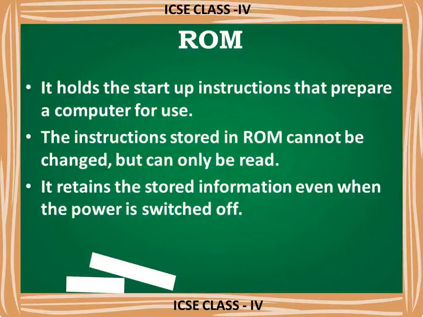The instructions stored in ROM cannot be changed but can only be read. So this is a very important point. You cannot change anything, you cannot modify, you cannot alter anything from this memory ROM, but you can read the information from this ROM. It retains the stored information even when the power is switched off. If power goes off or if you turn off the system, doesn't matter, the information remains the same. Information remains in this memory. You are not going to lose anything. So this is all about read only memory. So these are the two types, random access memory and read only memory.